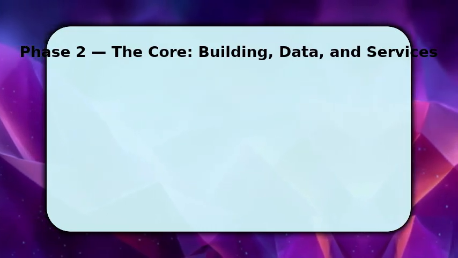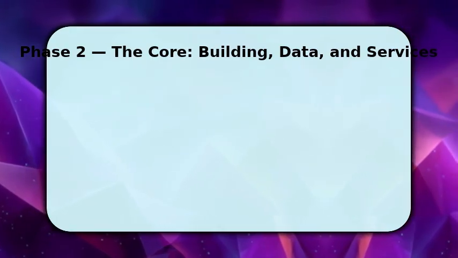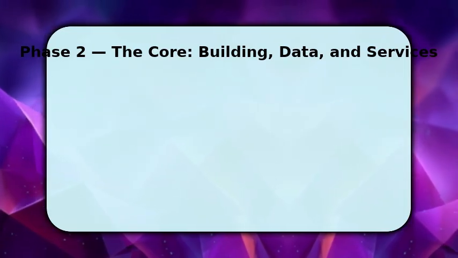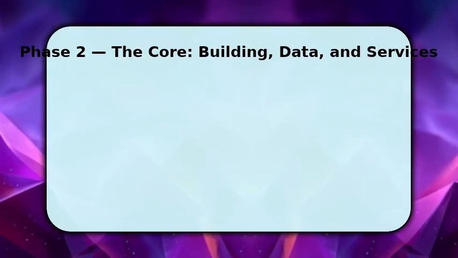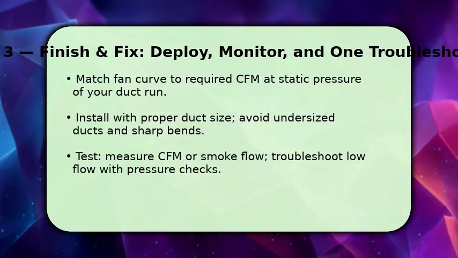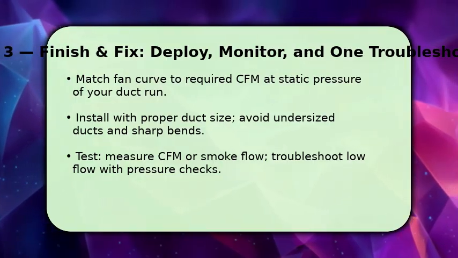Once calculated, adjust for real-world losses. Add 10 to 25% to cover duct friction, filters, and grills. Make sure to choose the higher number if duct runs are long or include many bends. You finish by choosing a fan that delivers the required CFM at the static pressure of your duct run. Check fan curves from the manufacturer and select a slightly higher rated unit to ensure margin.